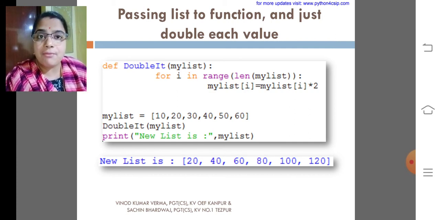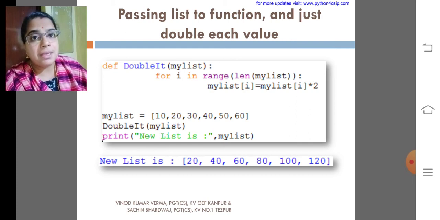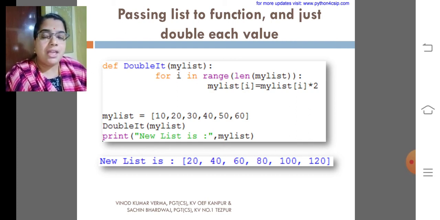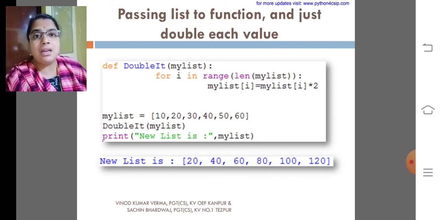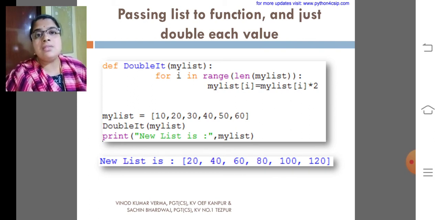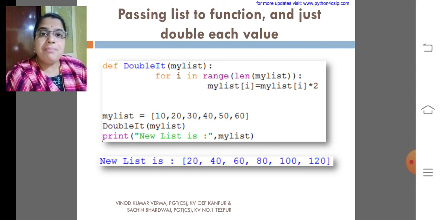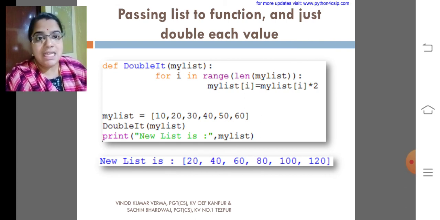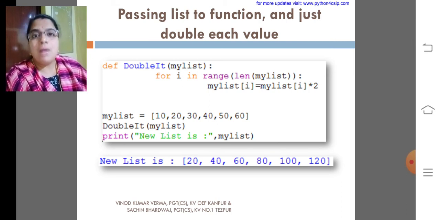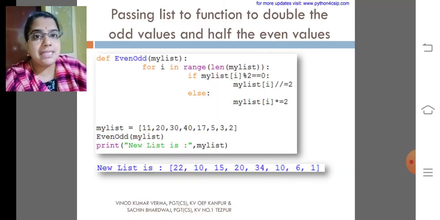And my list of i, that is the first index, will be 0. My list of i, that means 10, will be doubled up, then 20, 30, 40. And we are printing only the new list, that is my list. If you are changing any values in the list, it will affect the original parameter. So that is why 10 becomes 20, 20 becomes 40, 30 becomes 60, like that till 60, it becomes 120. Look at the next example.